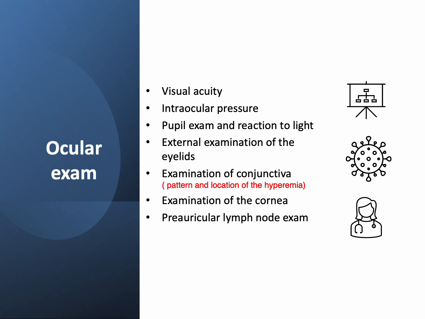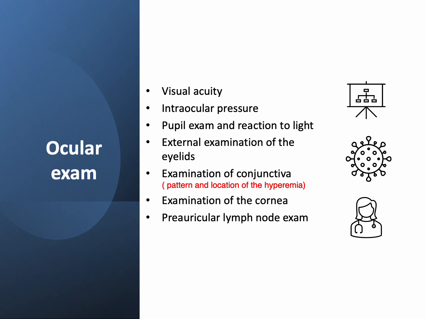These two indicators show how severe the disease is and how it's affecting the function of the eye. Other examinations include pupillary examination and pupil reaction to light. Also, external examination of the eye and the eyelids, and examination of the conjunctiva.